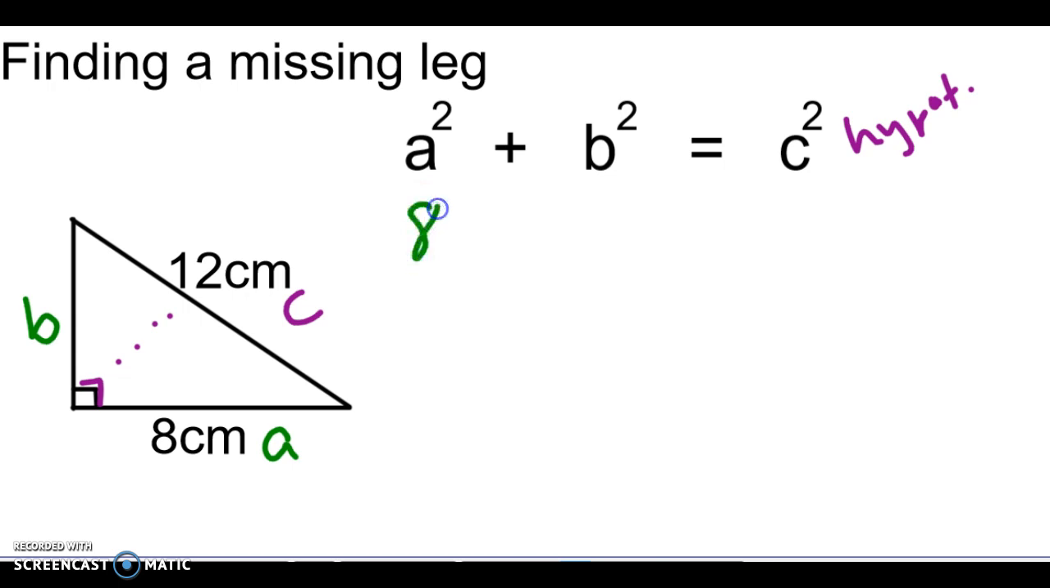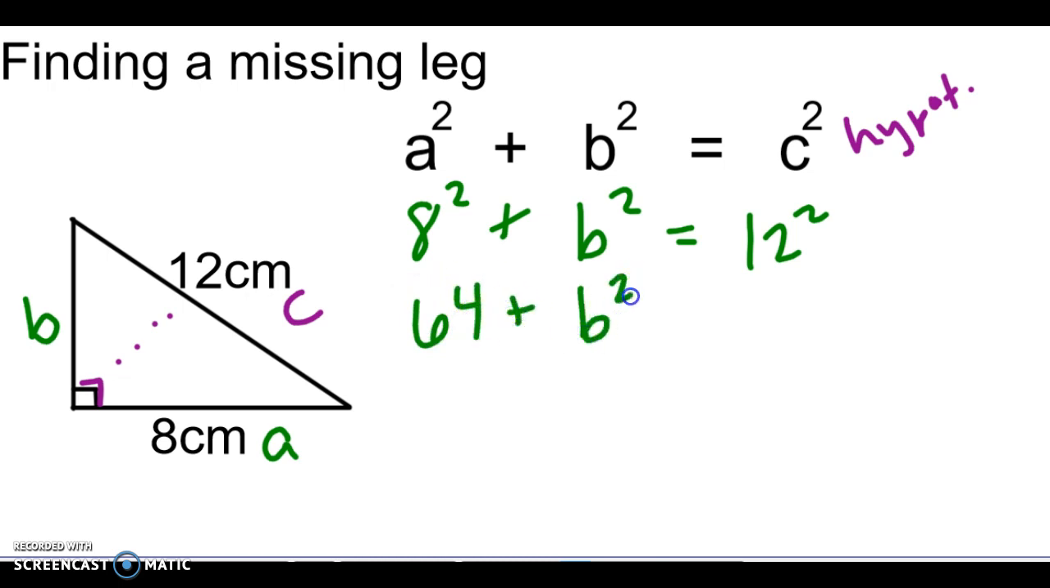So from this point, you're going to plug in your numbers for your letters. So we're going to have 8 squared plus b squared, because that's our unknown, equals c squared. Then you're going to solve those out. 8 squared is 64 plus b squared equals 144. Okay, now we need to get b all by itself. So in order to do that, we have to get rid of the 64. So we're going to take the 64 since it's positive, which the good news is for all of these, your numbers will always be positive because it's measurement and you can't have a negative measurement.